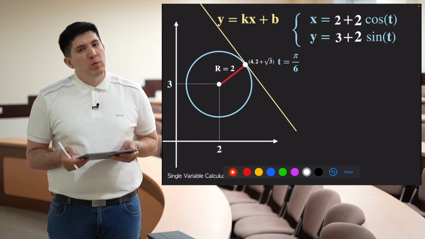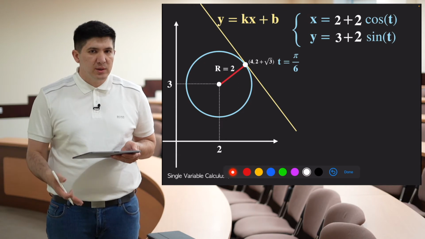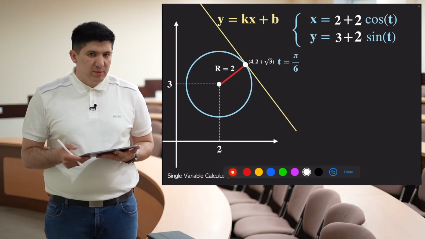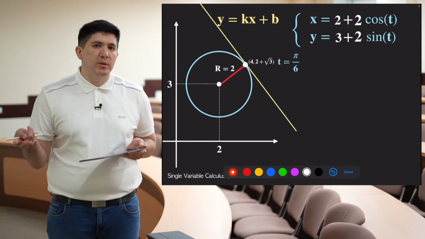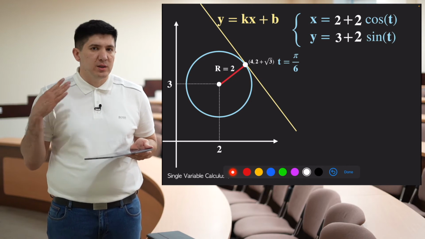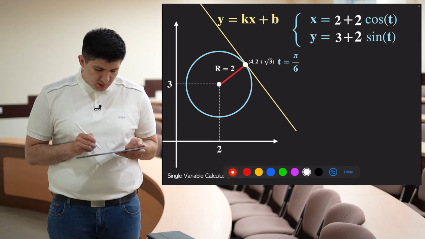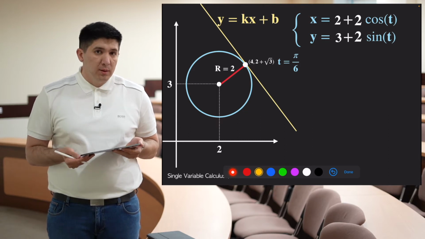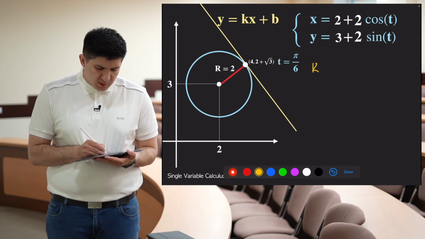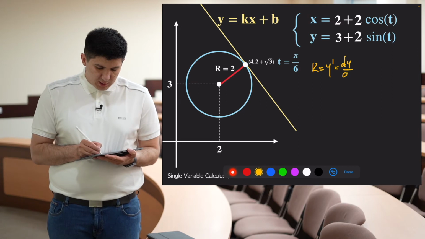Well, now what we want is to draw a tangent line to the circle at this point and find its equation. In order to find the equation of the tangent line, you need to know the two parameters of any line, which is essentially the slope of the line and the y-intercept. If you remember, the slope of the line is nothing else but the derivative of y with respect to x. So k is going to be equal to y prime, which is dy over dx.